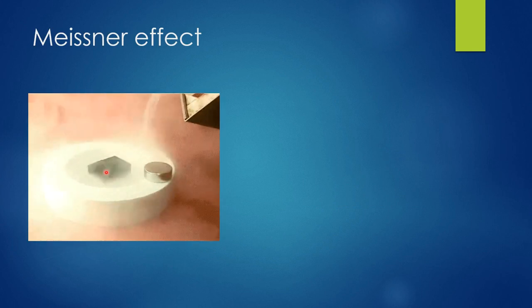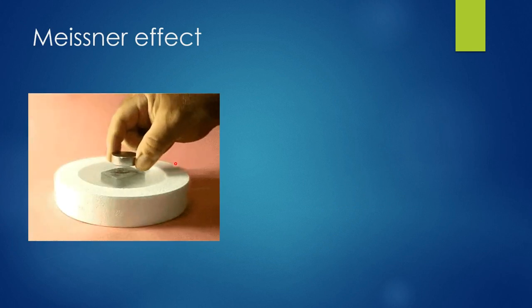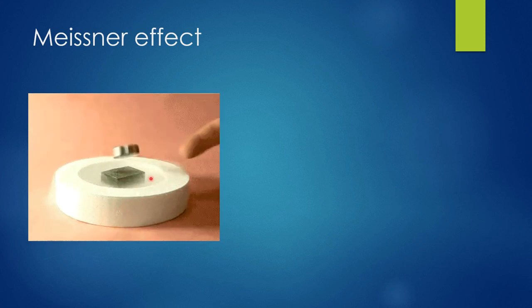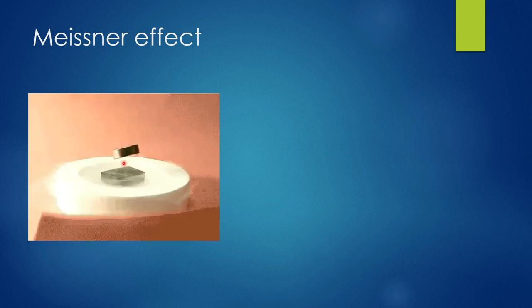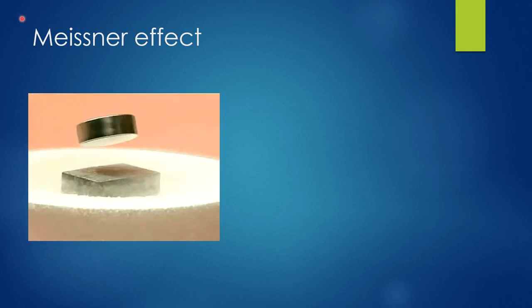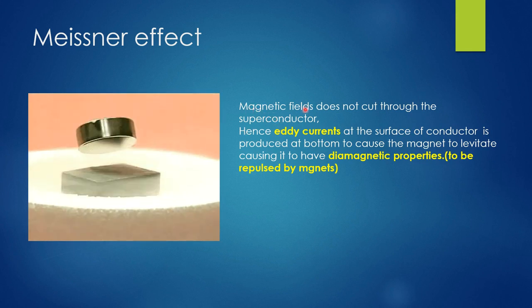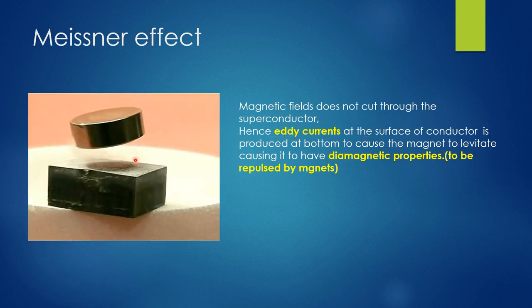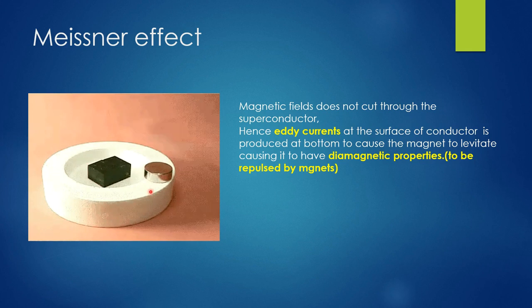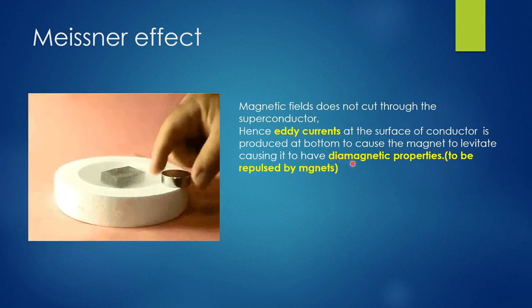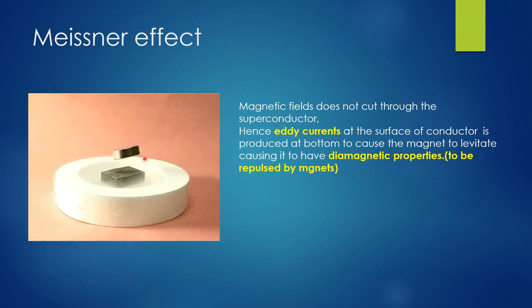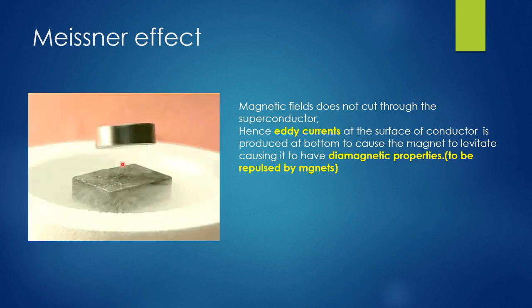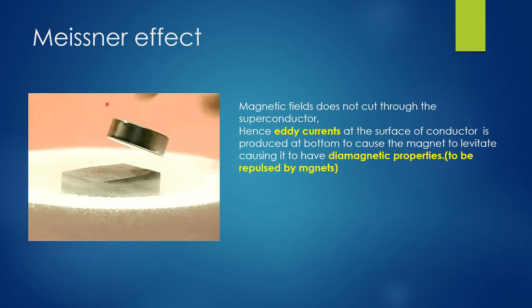See, the superconductivity of this superconductor is induced by pouring liquid nitrogen into it and lowering it to its critical temperature, and hence it causes this magnet to levitate. The magnetic field from this magnet does not cut through the superconductor, and hence it will produce eddy currents at the surface of the conductor, and it causes it to levitate and to exhibit diamagnetic properties, which means being repulsed by magnets, and hence it levitates, which is used in maglev trains, especially the electrodynamic suspension.